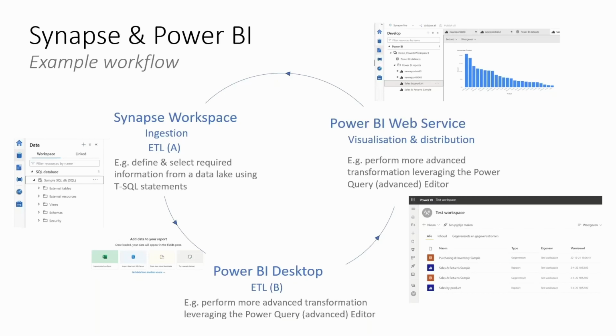We'd publish our report to the Power BI web service, so we can collaborate with others, and we can publish it to an app. Then we would also be able to see all the changes that we did in Power BI Desktop directly within our Synapse workspace. Now, if we want to add additional data sources afterwards, the cycle then starts again.